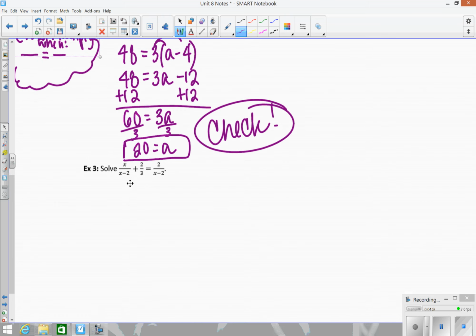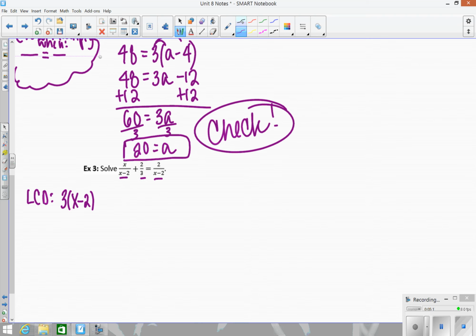So now I'm back to this form where it's not a fraction equal to a fraction. It's a fraction plus a fraction equal to a fraction. So you cannot cross multiply. The only time you can cross multiply is when it's a fraction equal to a fraction. In this case, I have to go back to figuring out the LCD. So my LCD is going to be the smallest combination of these. So it's actually going to be 3 times x minus 2, since I have an x minus 2, a 3, and an x minus 2 repeated.